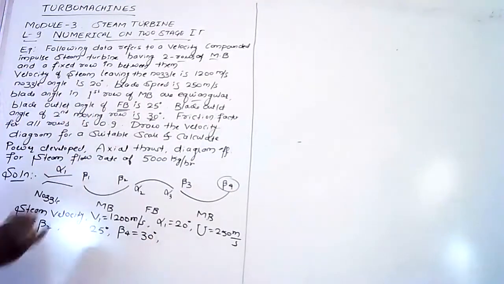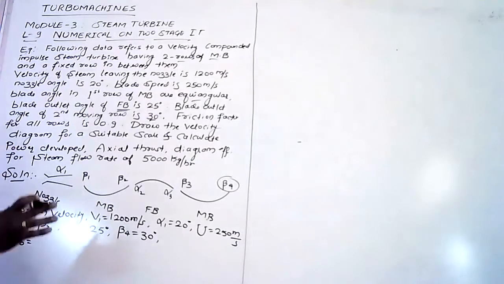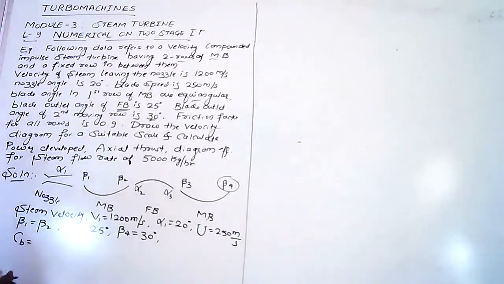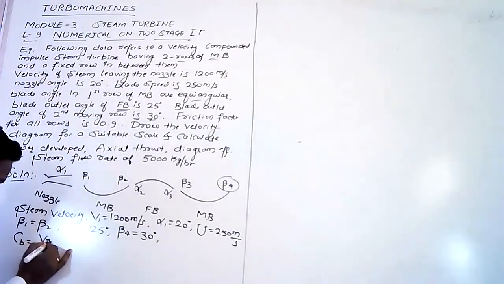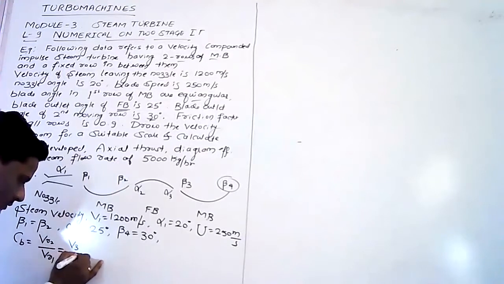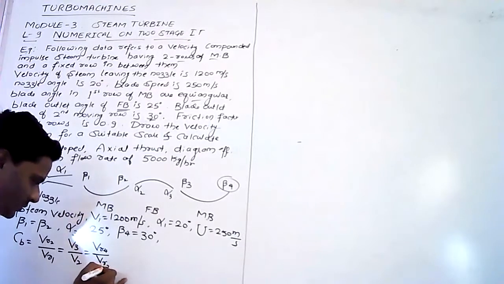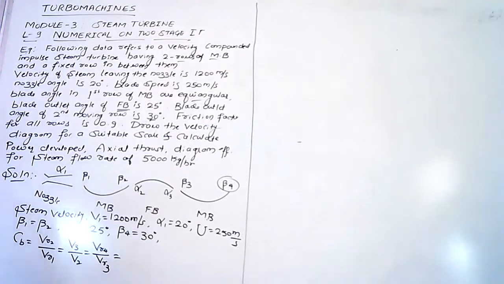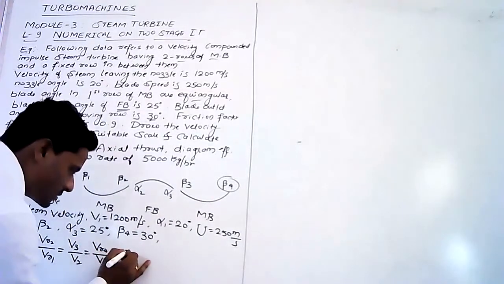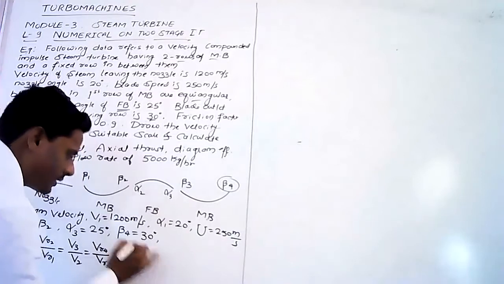So how to write the friction factor? Listen here carefully. For moving blades, fixed blades and moving blades: for moving blades we have VR2 by VR1, for fixed blades V3 by V2, and for again moving blades VR4 by VR3. So this is the blade coefficient or the friction factor for all the rows, which is equal to 0.9.